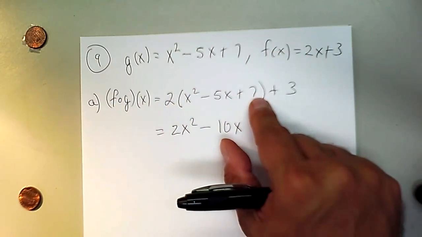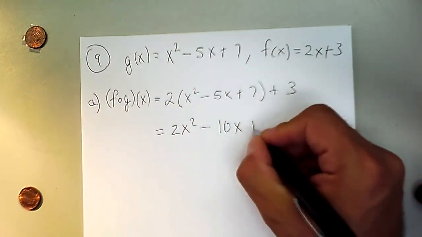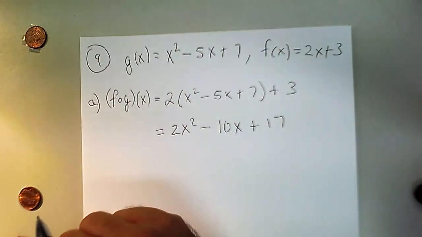Now here we have 14, but then we're going to add 3 to that. So that's going to give us really 17.